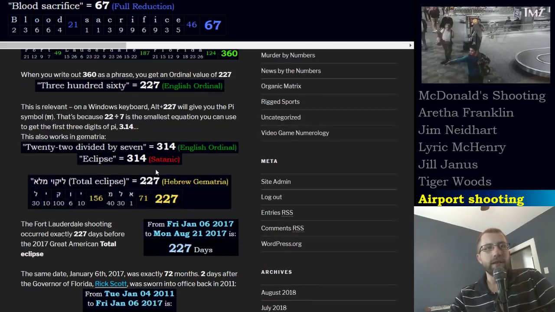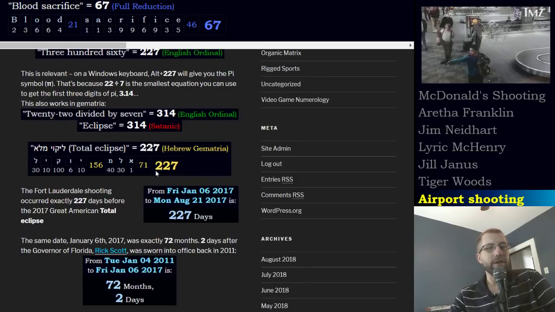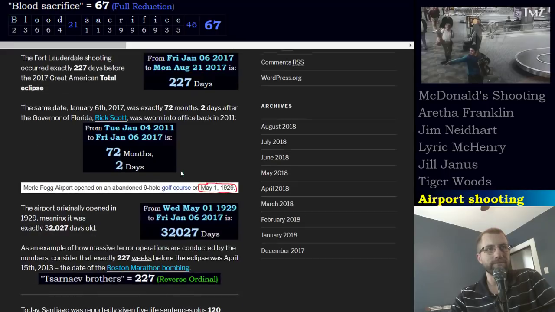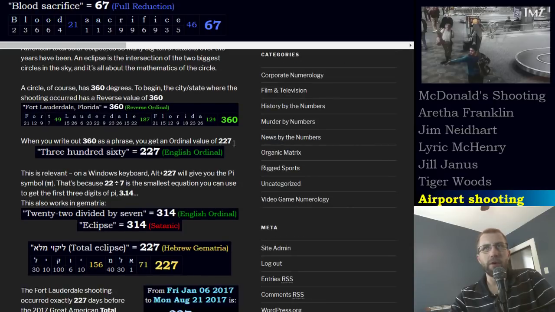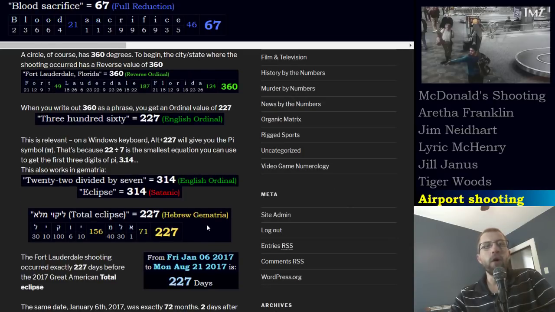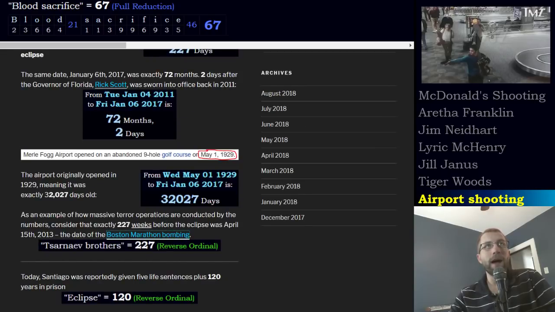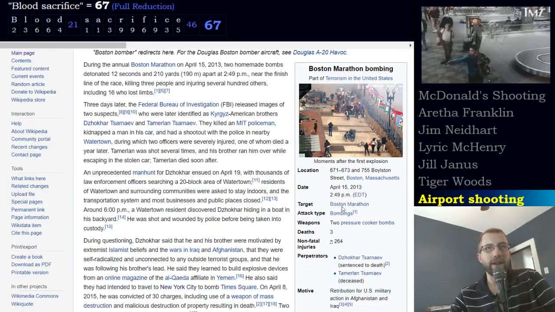So we've been talking about the Great American Total Solar Eclipse occasionally throughout this podcast and how important it's been to these rituals, right? Well, this shooting here in Fort Lauderdale, Florida, occurred exactly 227 days before the total eclipse. And in Hebrew, the phrase total eclipse equals 227. And think about how the Boston Marathon bombing, if you measure from the date that occurred to the date of the eclipse, the same one, it's exactly 227 weeks.